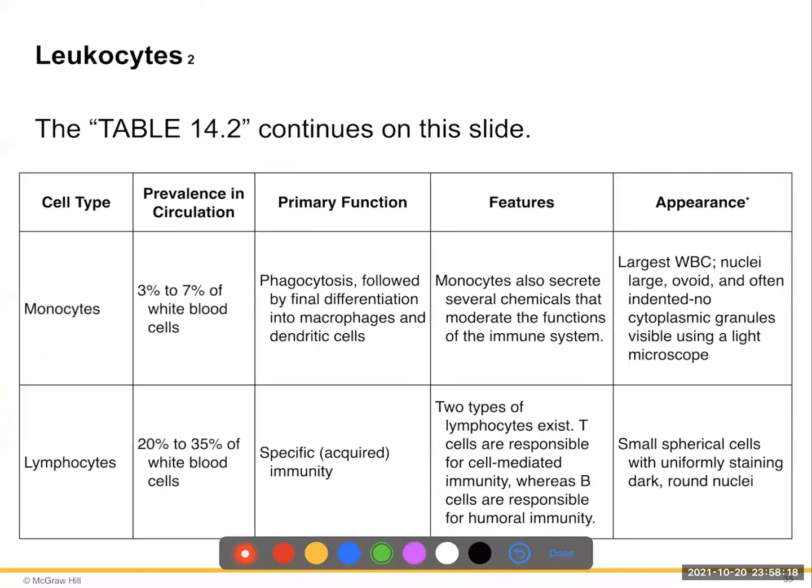Monocytes. Monocytes are 3 to 7% of your white blood cells, and those are phagocytic. Okay. They turn into macrophages and dendritic cells, which is what they finally differentiate into. Monocytes secrete several chemicals that monitor the functions of the immune system. It is the largest of the white blood cells. So the largest white blood cells are your phagocytes, which are your monocytes. That's where they came from. Nuclei are very large, oval shaped, and often no cytoplasmic granules. They're agranulocytes. Okay. Lymphocytes.